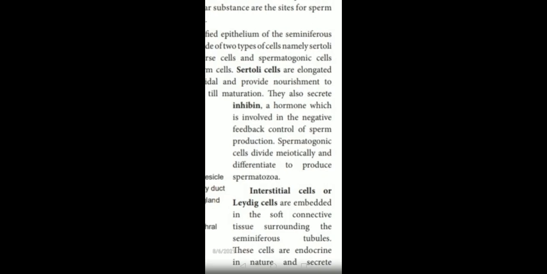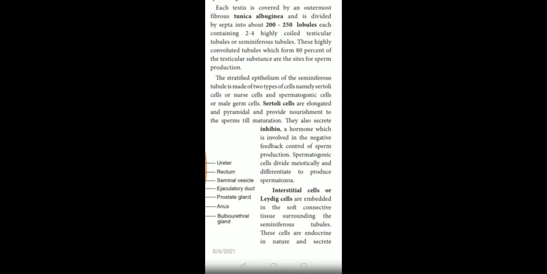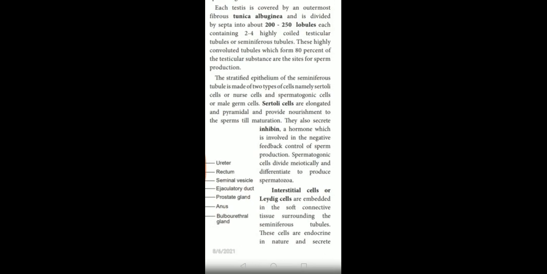The hormones involved in the negative feedback control of sperm production. Again, I'll repeat: they also secrete inhibins, the hormones involved in the negative feedback control of sperm production. Once the sperms are ejaculated, sperm production has to be stopped. The stopping process is done by these inhibin hormones. That is the function of the Sertoli cells.